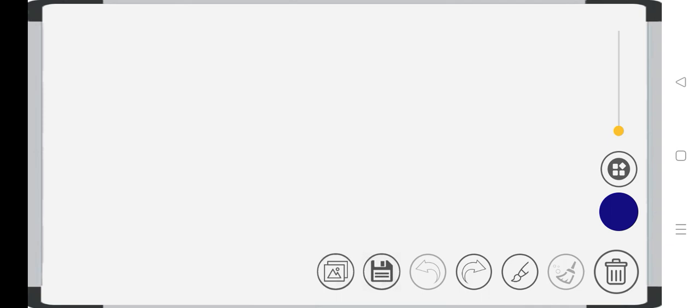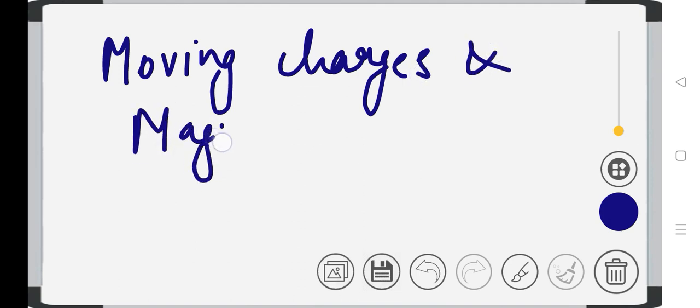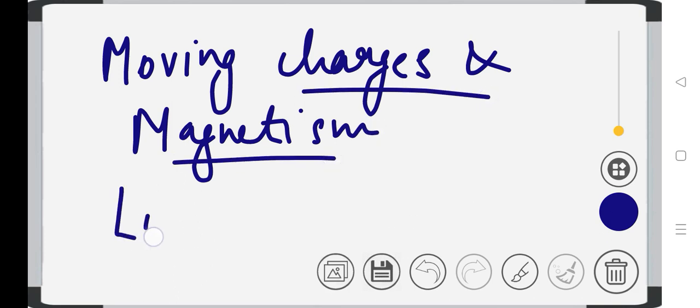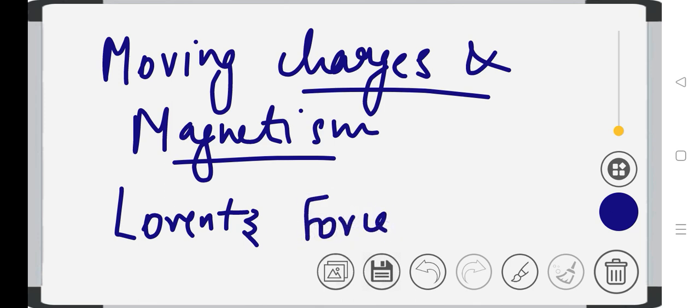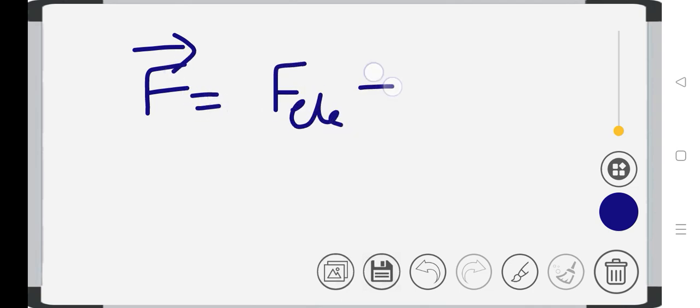Today we are going to revise the fourth chapter of class 12, that is moving charges and magnetism. In this chapter, first we had learned what is Lorentz force. Simply, it is the sum of electric and magnetic force acting on a charge entering a region containing both electric field as well as magnetic field.